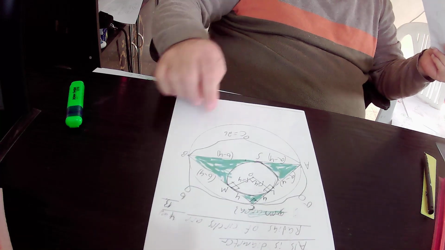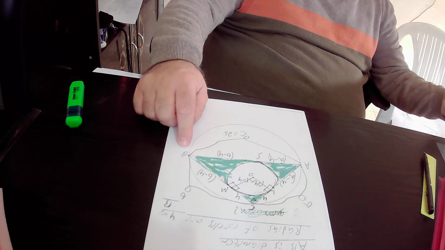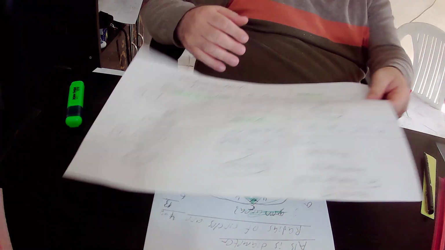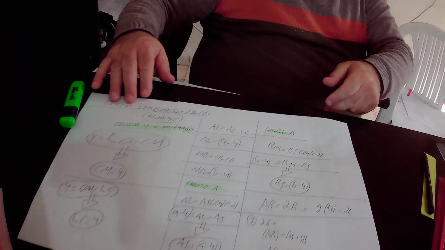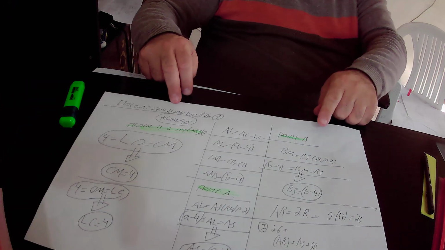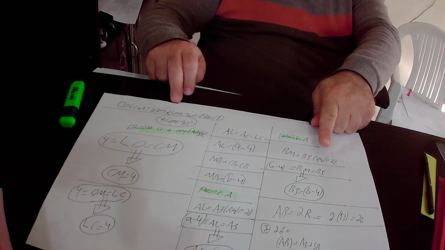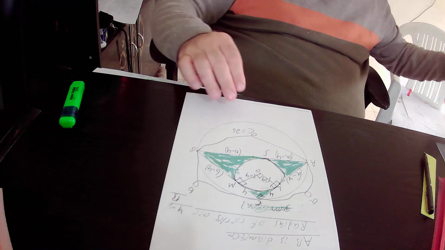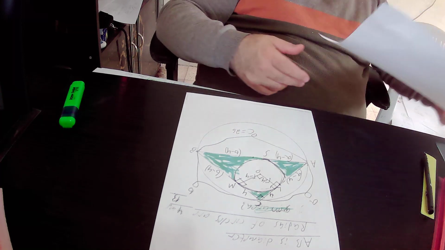Then we focus on the common external point, point B. From point B, we have two tangents to this circle, tangent BS and tangent BM. According to rule number 2, they must be equal to each other. Here, BM equals BS. But we have already found out that BM equals B minus 4, so from this equation, we derive that BS is also equal to B minus 4.